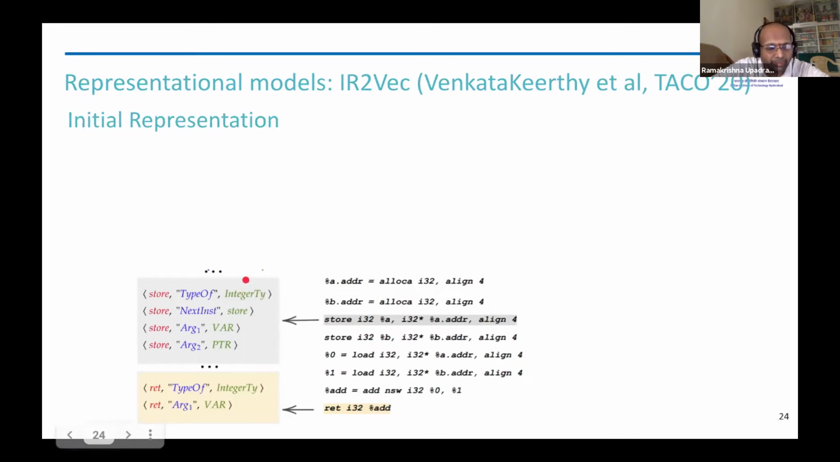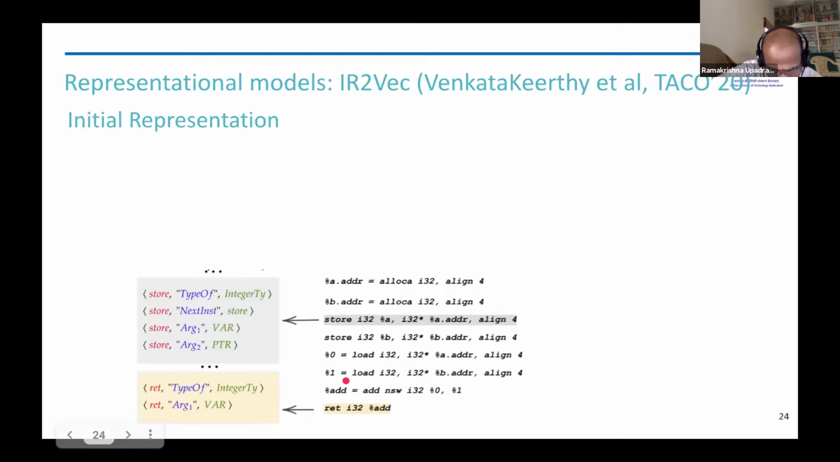This leads to a good bunch of tuples. For example, you can have store; store is a type of, what we call, a tag. Then integer type, because this is the integer type store. And then you can have the next instruction, a standard next instruction, like a bookkeeping instruction. And then you can have arg1, arg2 for this instruction. Arg1 is a normal variable, %a. Argument 2 for this instruction is a pointer variable; you can see the star here. So this leads to this bunch of tuples.